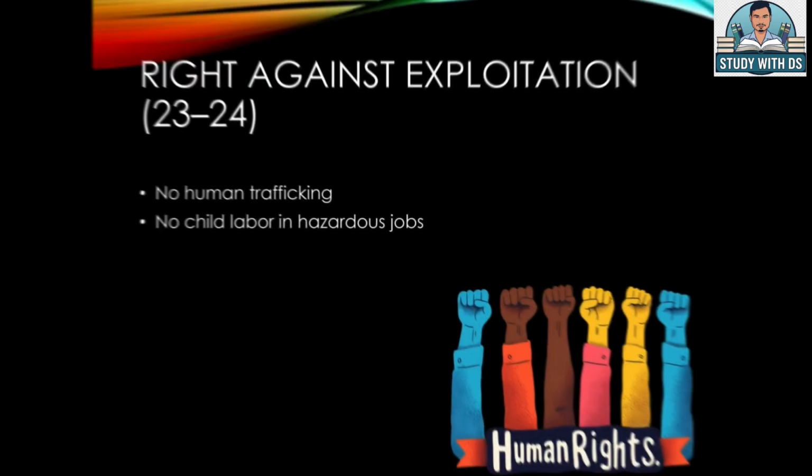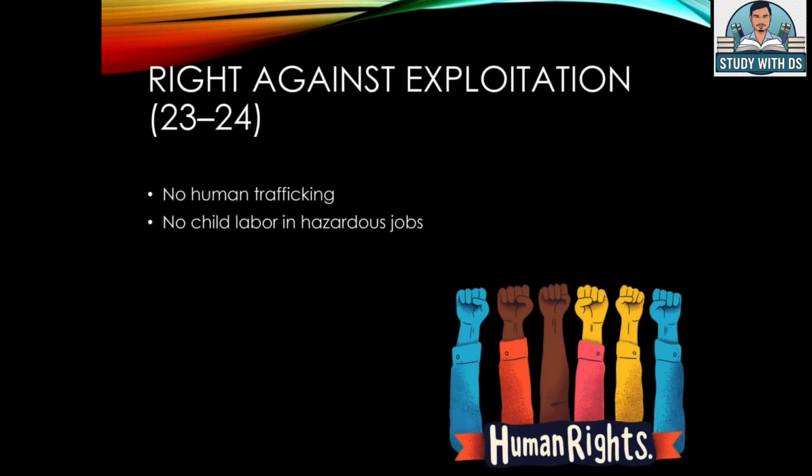Right against exploitation, Articles 23 to 24. This right protects the weaker sections of society. It bans human trafficking, forced labor, and prohibits children below 14 years from working in hazardous industries.